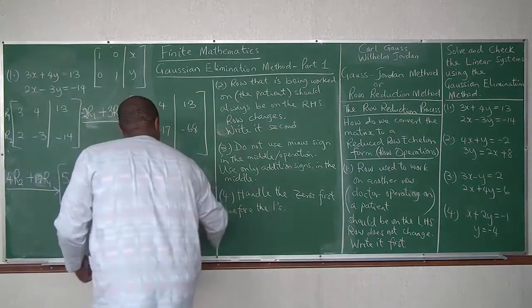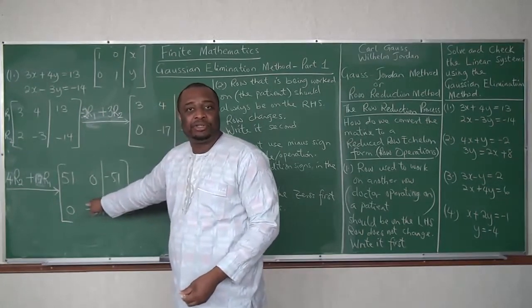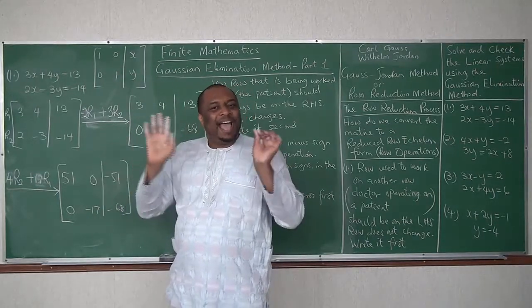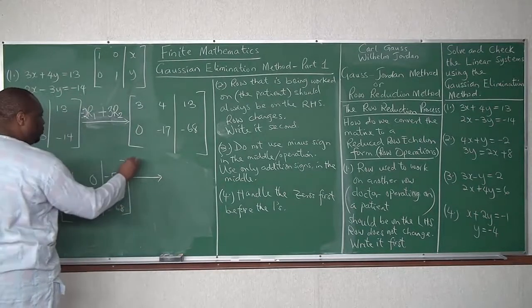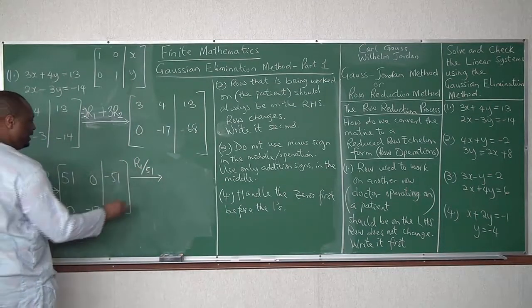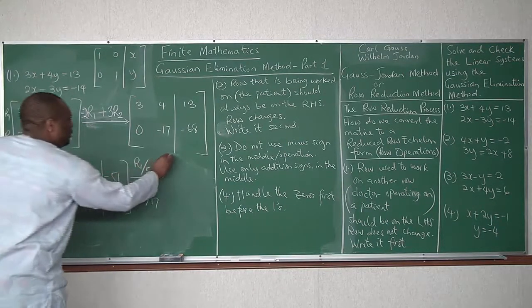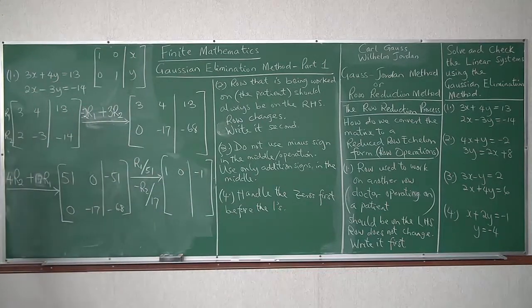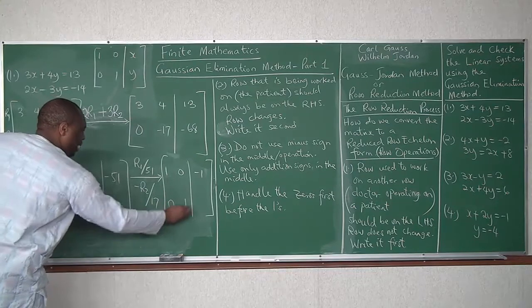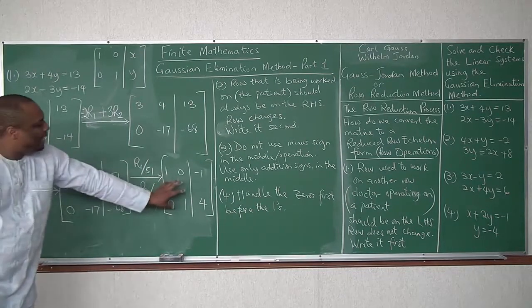So you have succeeded in making these zeros. Now handle the ones. Handle zeros first, then do the ones. So this will now be R1 divided by 51, and then negative R2 divided by 17. You see that? So when you do that, what do you have now? You have 1, 0, negative 1, and then you have 0, 1, 4. See that? So you have made this to look like this.